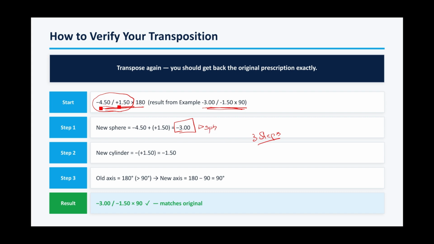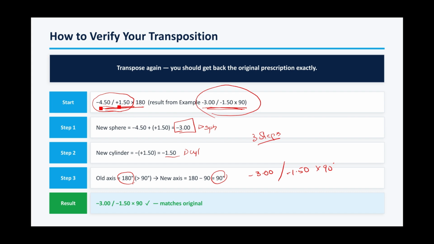Changing the sign of the cylinder. So it is plus 1.5. So minus 1.5 is the new cylinder. Axis, old axis is 90. Since it is greater than 90, we are going to subtract 90 from that, which gives 90 degrees as the new axis. So what have we ended up with? Our new sphere is minus 3 sphere, minus 1.5 cylinder at 90 degrees. So we have come back to our original prescription. That simply means we have done it correctly.